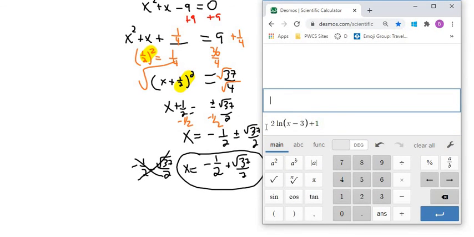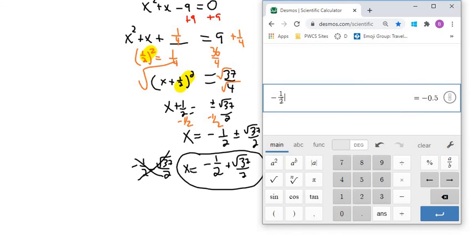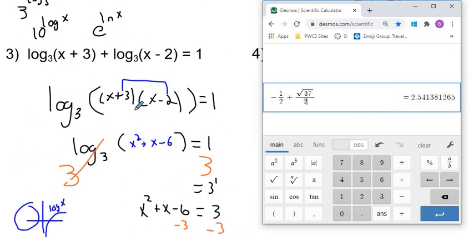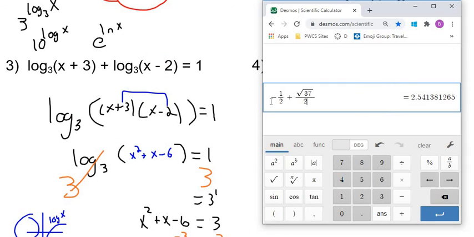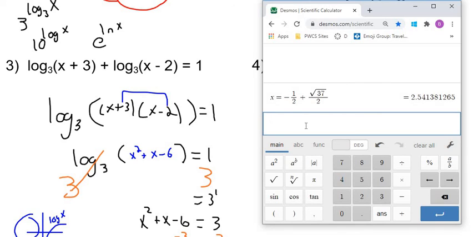So let's see. Let me get rid of this old stuff and that other problem. So -1/2, and then plus the square root of 37. Turn that into a fraction over 2. So I get 2.5, which is a good thing, because that answer, again, if I put that into here, will be okay. And I know that's a lot of conversation, because you could have just done this and then typed in, but you can't type in log base 3.